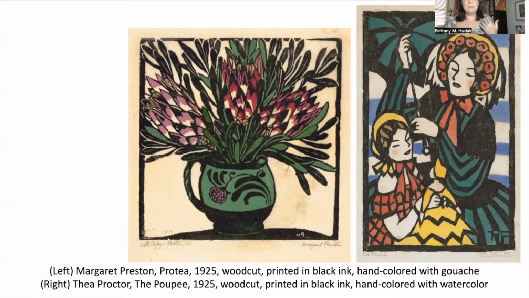On the left, you can see Margaret Preston using the woodblock technique primarily to show vegetal still life type things. And on the right, Thea Proctor still using the figure, the poupée, which means the doll. You can see the little girls holding this doll, and very modern surface decoration, zigzag lines, very flat, very modular, very much flat, modern type composition.